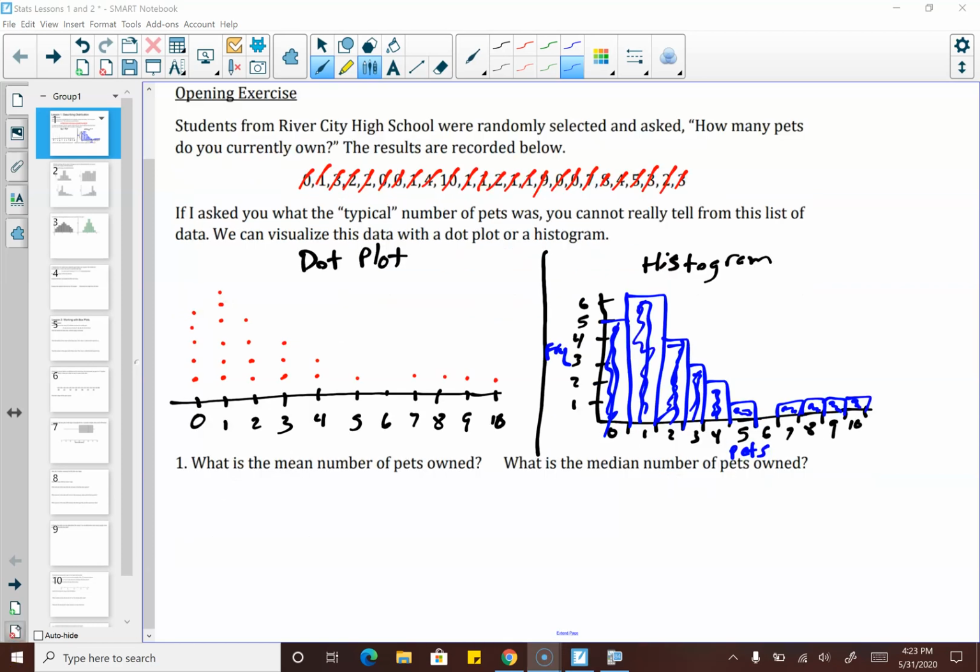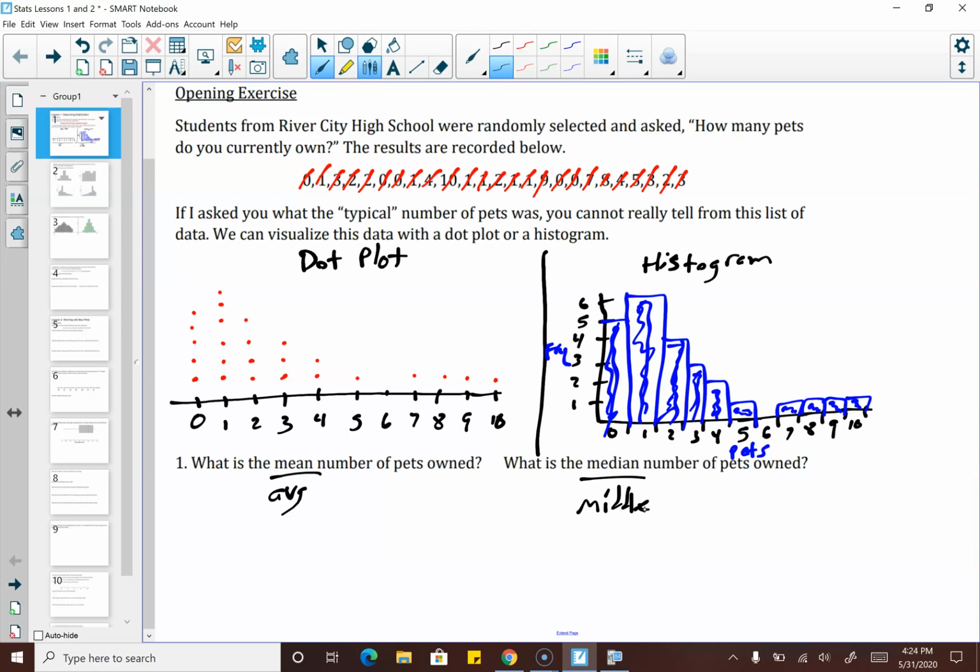So the next two questions say, what's the mean number of pets and what's the median? All right, well, the mean is just fancy for your average. So you could add up all those pets, divide by 25, and that will give you your average. That's not too bad. Your median is your middle number. And that requires a little bit more work because you have to put all the numbers in order and then figure out which one's in the middle.